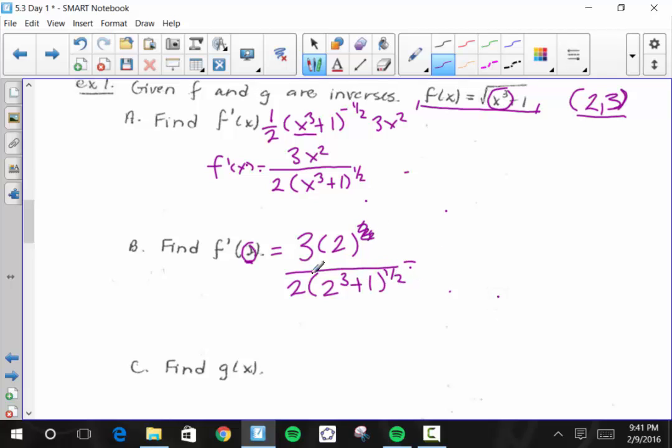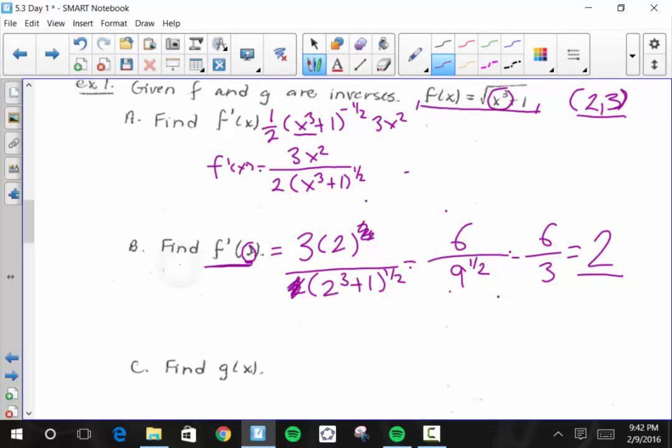Notice this 2 and that 2 cancel. So I have 6 all over this bottom right here, which becomes 9 to the 1/2 power. And that's 6 over 3, which is equal to 2. So the slope at 2 on the function f is equal to 2.